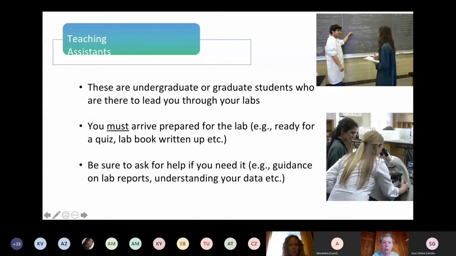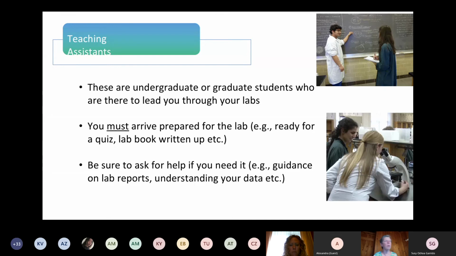So each of your labs, you will have TAs, or teaching assistants. These are undergraduate or graduate students who have taken the course and/or are doing research in that discipline, and they are going to lead you through your labs. Their number one role is to keep you safe. So you have to arrive prepared.